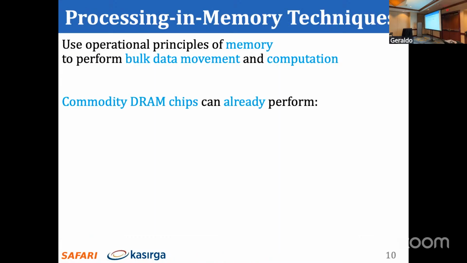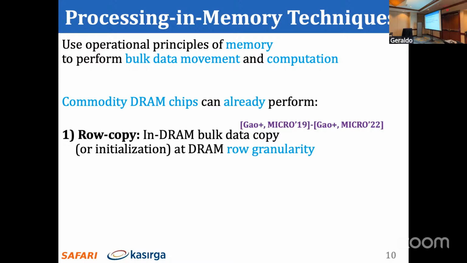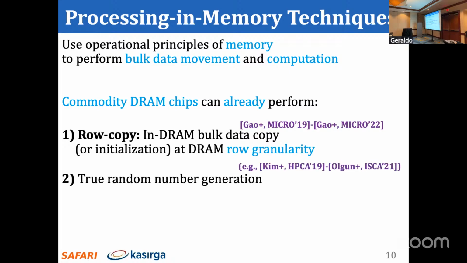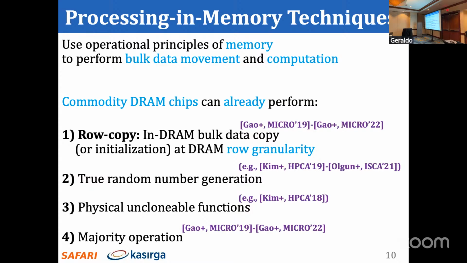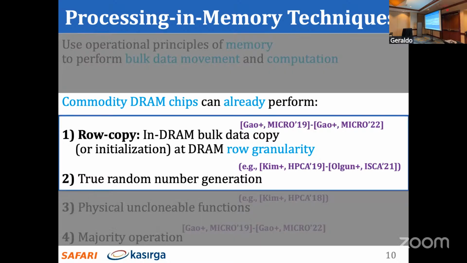And yeah, so commodity DRAM-based PIM techniques use operational principles of commodity DRAM chips to move data and perform computation inside the DRAM array or inside the DRAM chip. Two relevant examples are RowClone in-DRAM bulk data copy operations and true random number generation. There are other functions, and we've discussed them in other talks. But we're going to focus on these 2.